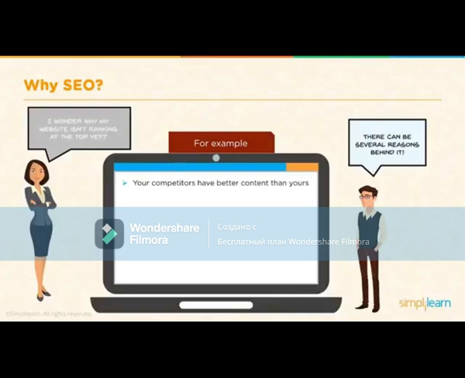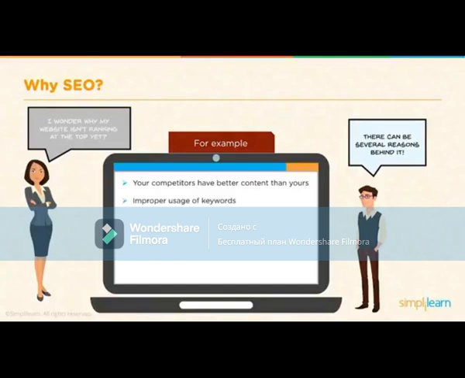And the main reason would be your competitors. So there could be somebody else out there who is also passionate about ice cream and has been blogging longer than you. And they have more content and more blog posts and more pages for Google to rank. So that's usually the number one reason.